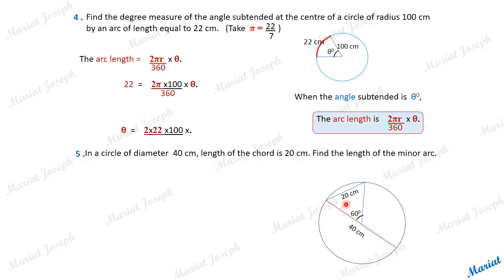Now, if we need to find the length of this arc, we will use again the same formula. But this time we know the value of theta, and we will find the arc length. So arc length is equal to, here is the same formula. Now we use theta equal to 60 degrees and calculate. Taking pi equal to 22 by 7, complete the calculation and you get the length of the arc.